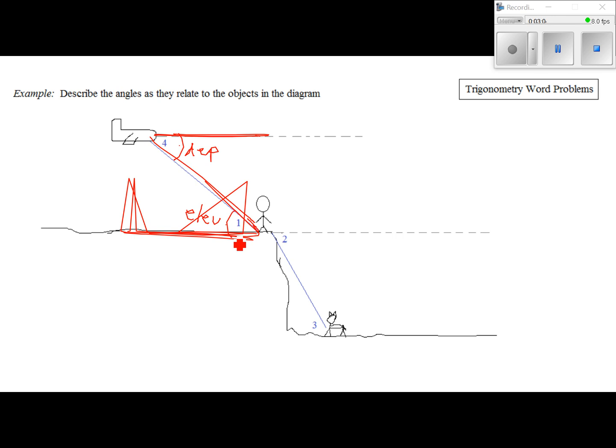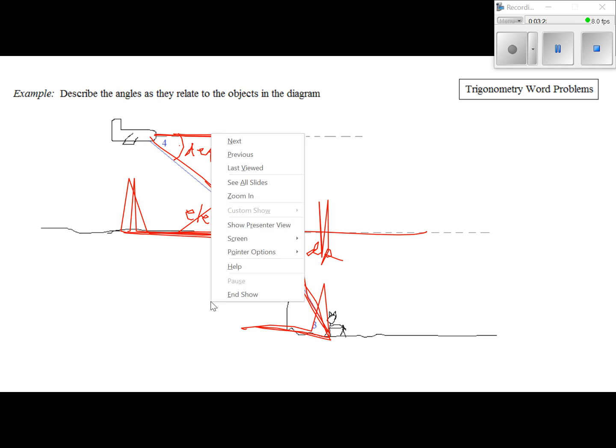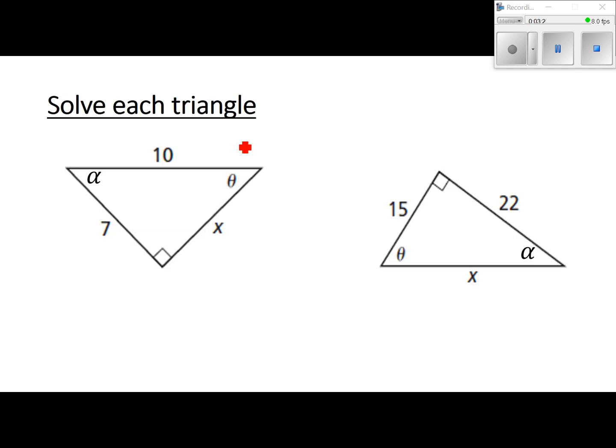Now, no laughing at my drawing here, if you're the person and you're looking down at this dog down here, angle of depression. If you're the dog and you're looking up at the person, angle of elevation. Not sure why my pen's messing up so bad. All right, we're going to solve a few of these.